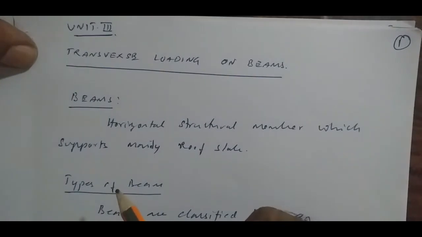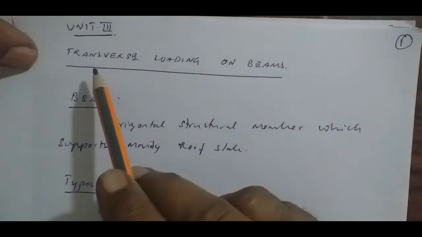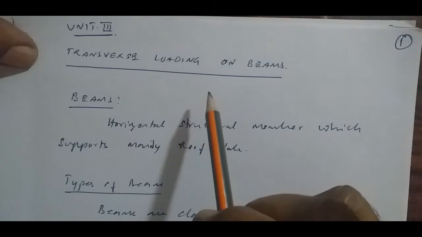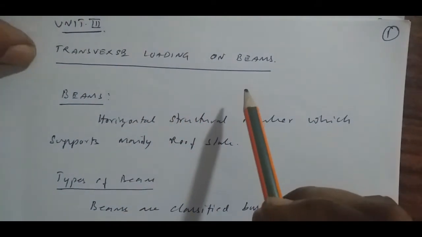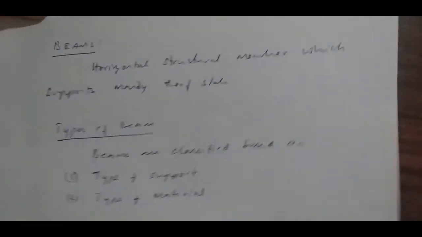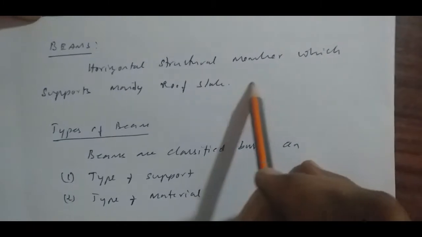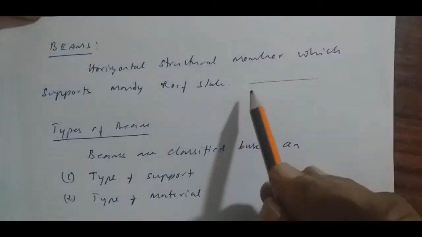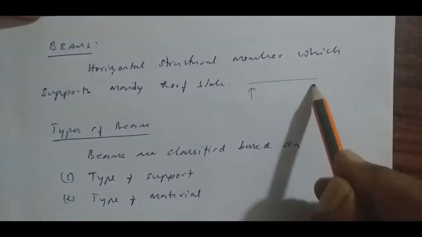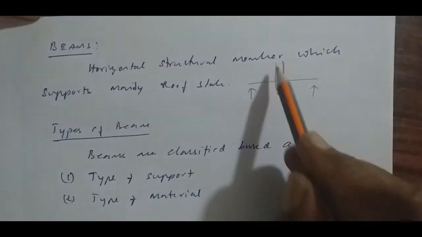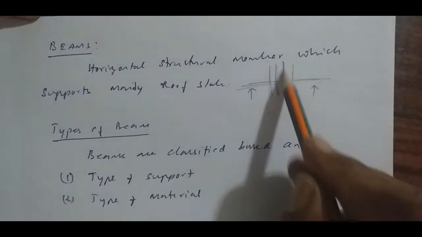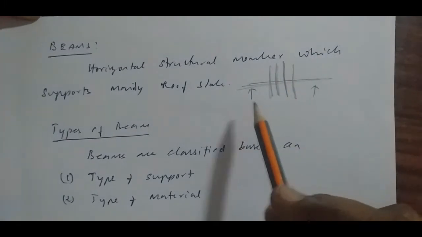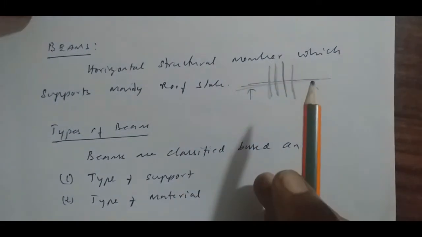In today's class, we will be studying about the transverse loading on the beam. Transverse loading on the beam is nothing but, what does it mean? A beam is a horizontal structural member. So this is the direction of the beam. A beam may have supports like that. And the loading will be in this direction. So this is the axis of the beam and the loading will be in this direction, in transverse direction. So it is called a transverse loading on beam.